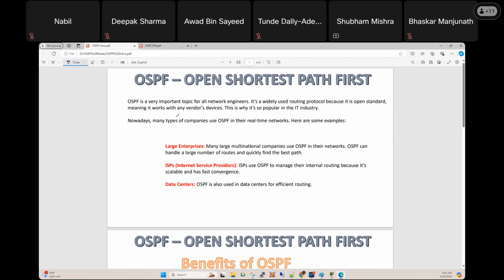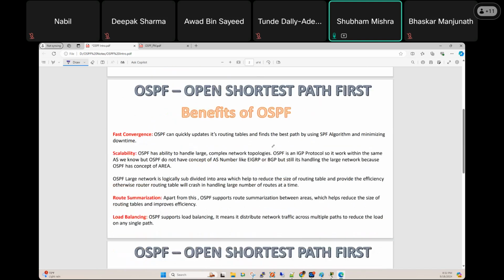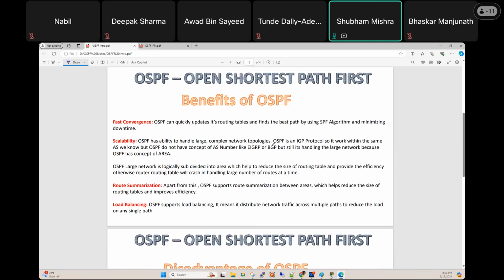So here I have written multiple things. I will share these things; you can read. There are multiple scenarios and places where we are using OSPF, like large enterprises, ISPs, and data centers. Next, guys, the benefits of OSPF. These are the theoretical part. Please see: fast convergence.